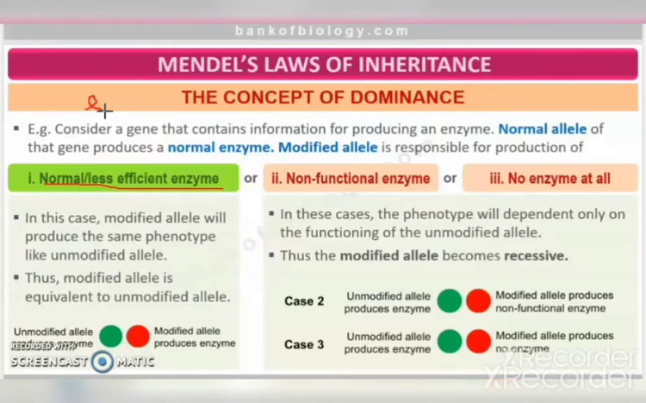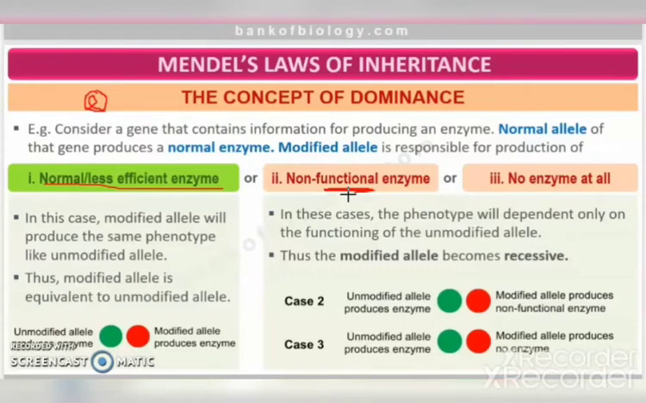Less efficient എന്ന് പറഞ്ഞാൽ അത്രത്തോളം അതിന് ആ chemical reaction help ചെയ്യാൻ പറ്റില്ല. So that is one situation through which this modified allele can go through. And the second one is non-functional enzyme. So it can act as a non-functional enzyme.